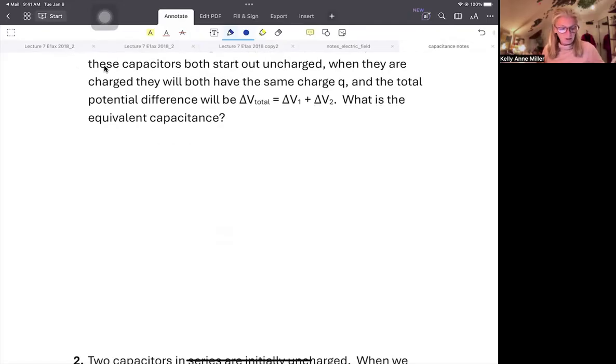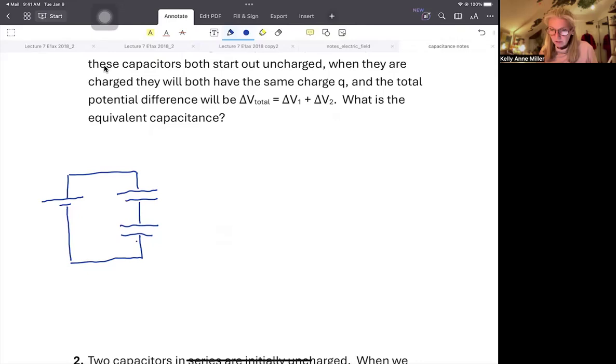So let me draw out the circuit first. Let me start with a battery, and then this is connected to capacitor 1 and capacitor 2. So this is capacitor 1, capacitor 2.